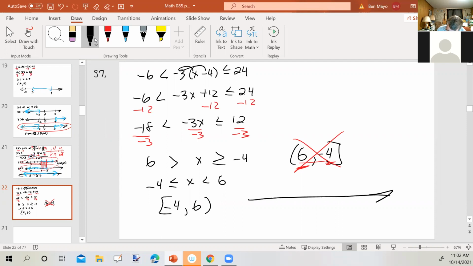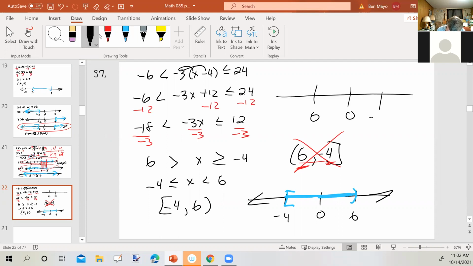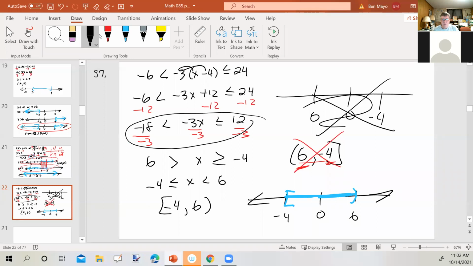Same thing when you go to graph it. Let's see here, we're going to have 0 and 6 and -4. It's going to be like this and like that, not the other way around. So if you made your graph like this, that's incorrect, okay? So if you end up dividing or multiplying all three pieces and changing the sign, then take a look, you're probably going to have to flip the thing around before you change it into interval notation or graphing.